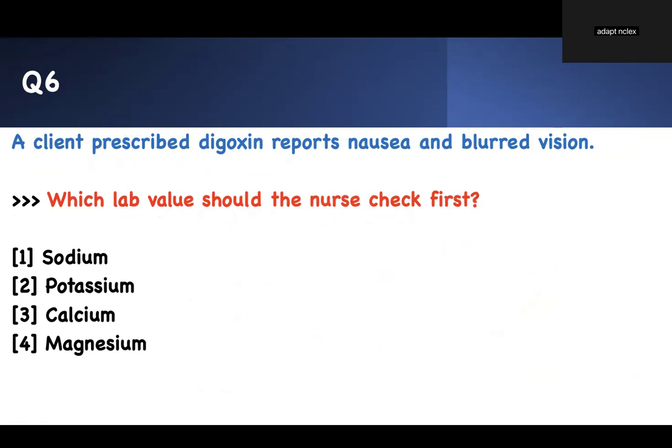Which lab value should the nurse check? Lab value, this is pharmacology using your critical thinking. Patient is prescribed what? Digoxin, reporting nausea and blurred vision. Which of these will you check? Sodium, potassium, calcium, magnesium. 10 seconds.